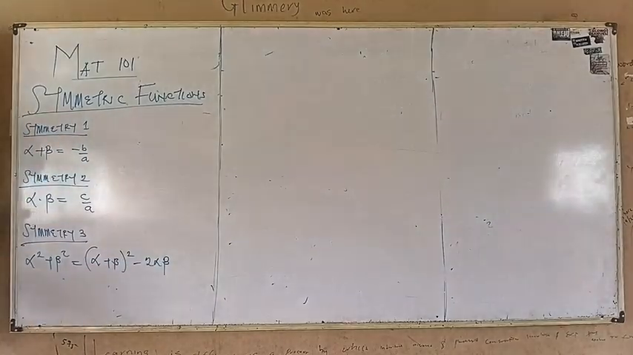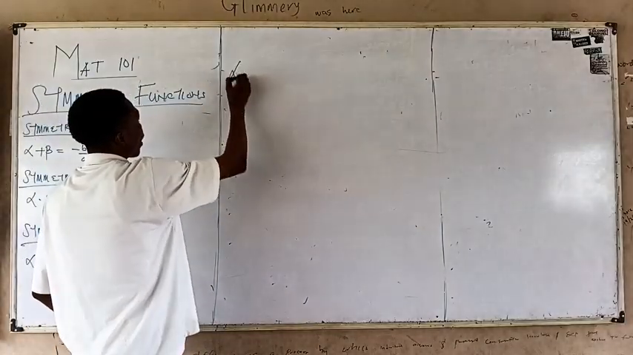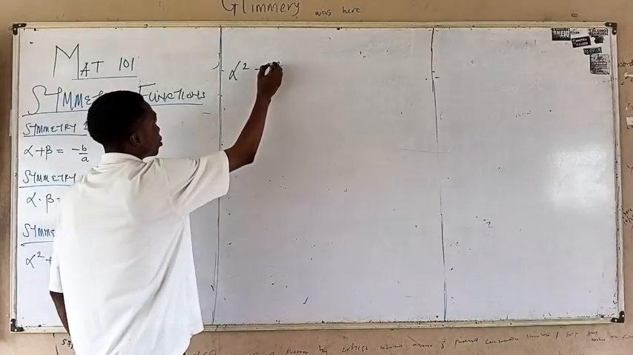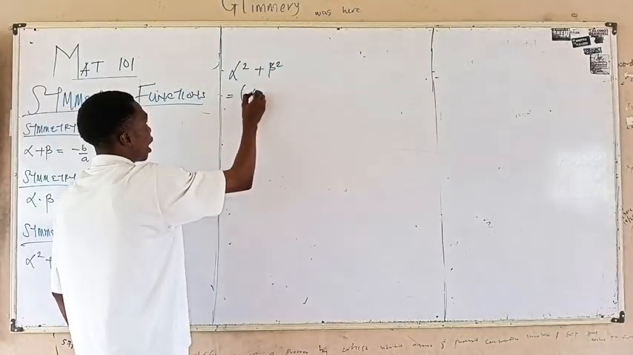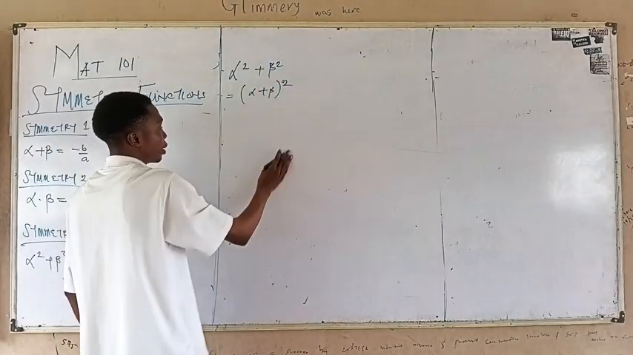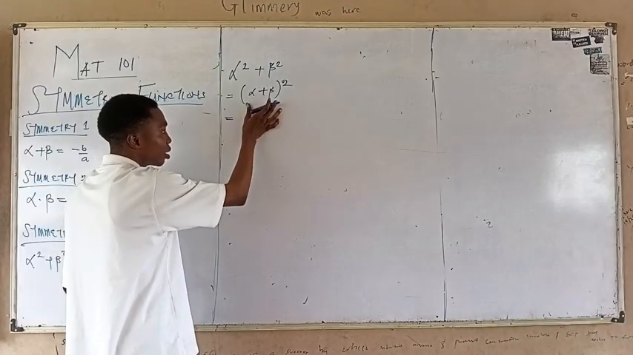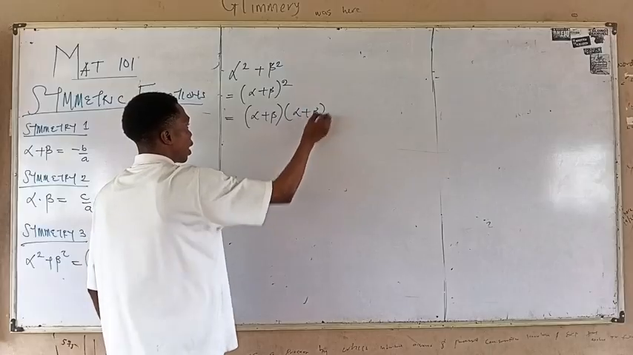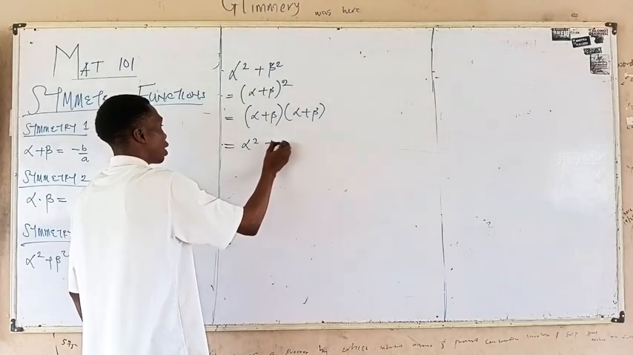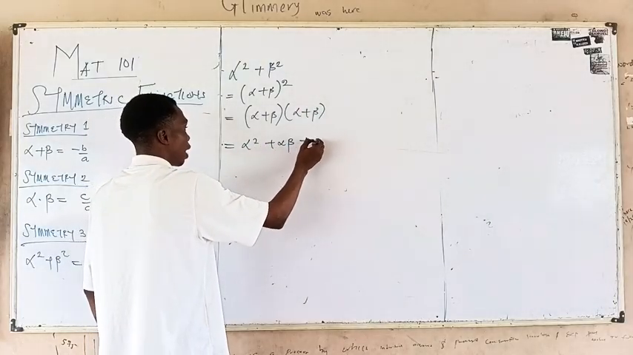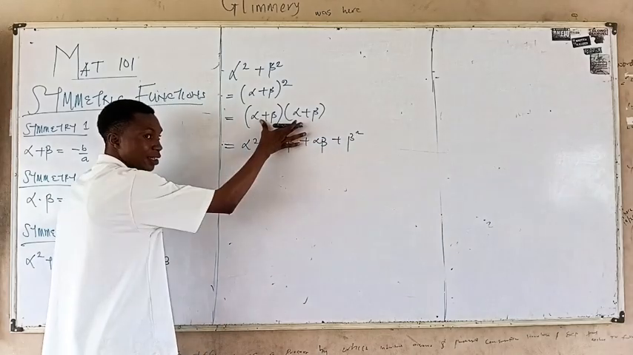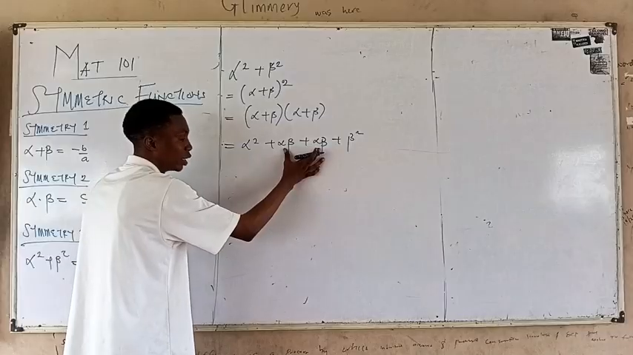Now you'll be asking yourself how they got this. Look at the way they get it. Quick one. When you say alpha square plus beta square, are you seeing it? This can also be written as alpha plus beta all squared. And if I expand this, alpha plus beta times alpha plus beta, what will I have? Alpha square plus alpha beta, plus alpha beta or beta alpha, plus beta square, if you expand this.